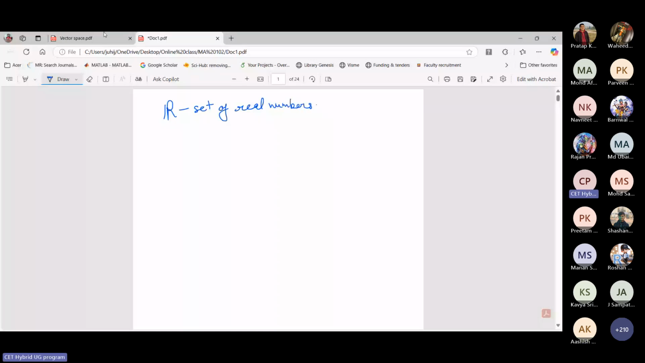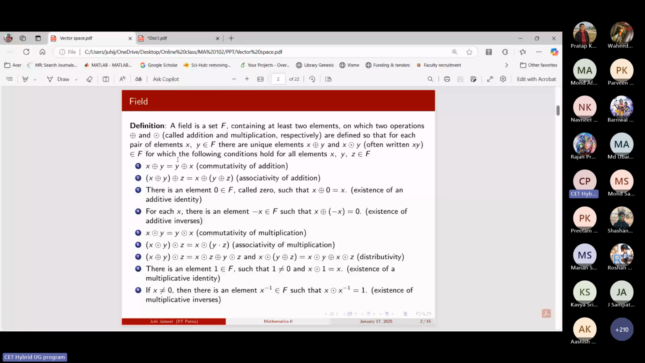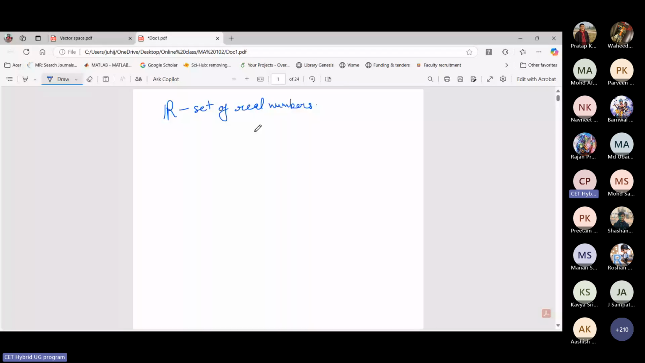Then the first thing is, it is with respect to usual addition and usual multiplication. Plus operation is our simple, usual plus, and dot operation is our usual multiplication. So if I am taking the real number set and I define these two operations, let us see whether the first condition is satisfied or not.